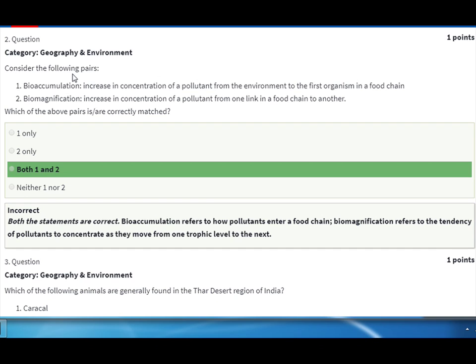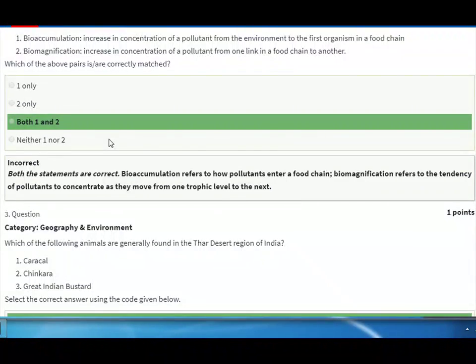Consider the following pairs. Bioaccumulation means increase in concentration of a pollutant from the environment to the first organism in a food chain. And biomagnification means increase in concentration of a pollutant from one link in a food chain to another. So both are correct.